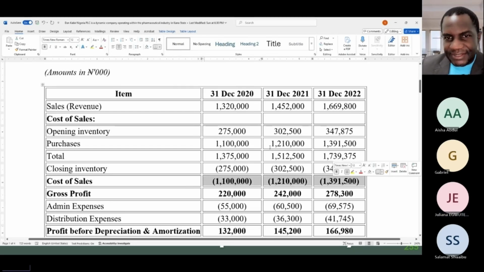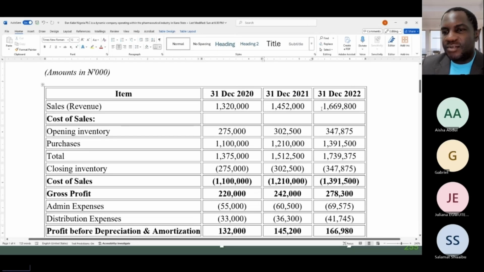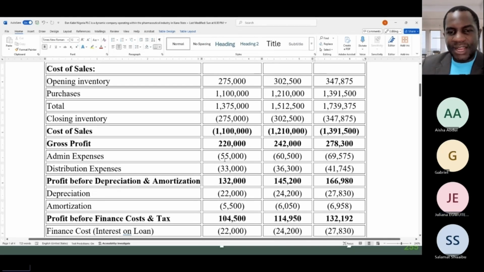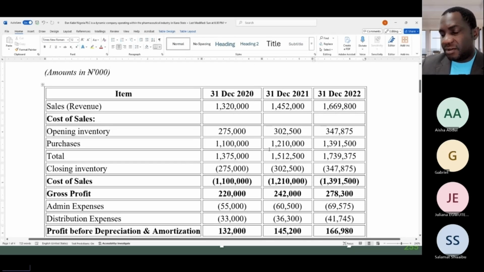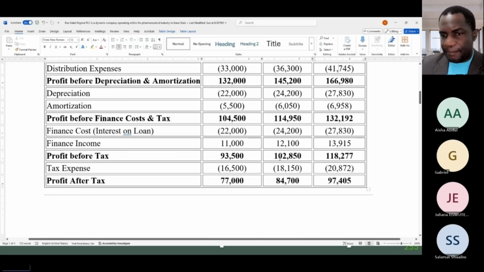Look at Dan Kabir now: 1.3 billion in revenue in 2020, it moved to 1.4 in 2021, 1.6 in 2022. Look at the cost of sales: 1.1, 1.2, 1.3. Let's even look at their indirect expenses: 55.33, it moved to 60.36, then moved to 69.41. So the situation is not rosy for the company. As the revenue is increasing, costs are also increasing, which also affects the bottom line.